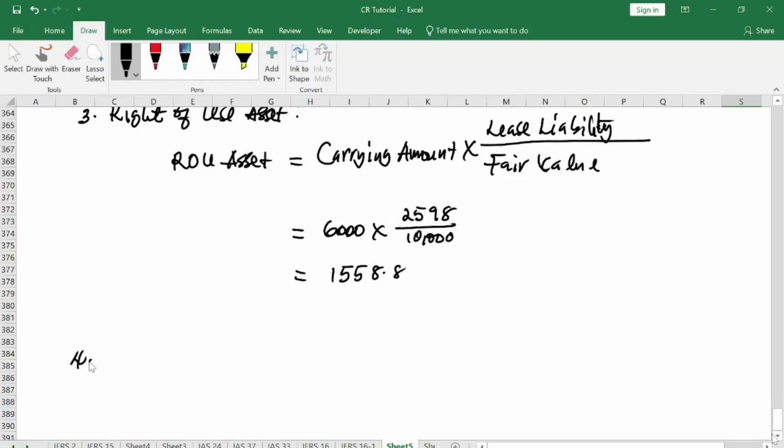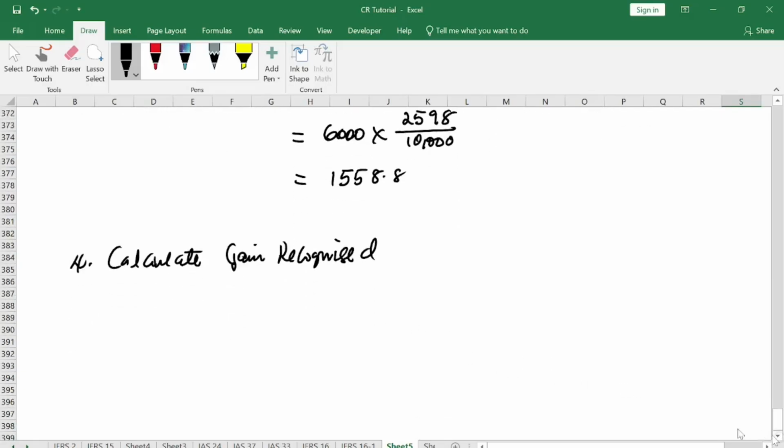So the fourth step is to calculate what we call gain recognized. How do we calculate the gain recognized? Watch here. This is your full gain on the asset. What does this mean? You sold the asset. The asset belongs to you and you sold it. So how do you get the gain? The gain on selling the asset.